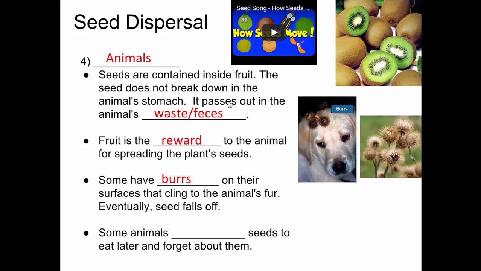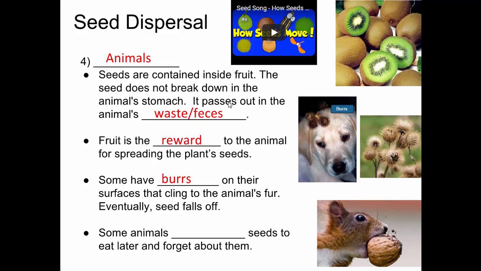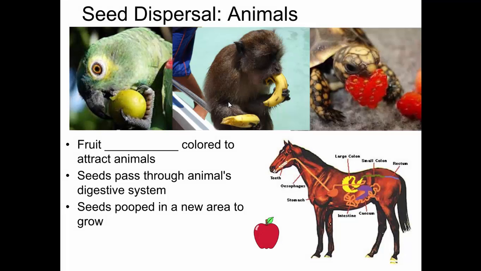Some animals take seeds, bury them, and forget about them. And they eventually can grow into seeds. Things like acorns and stuff like this. Yeah, they don't always find them all though, or need them all.